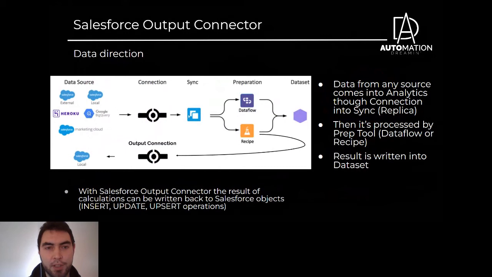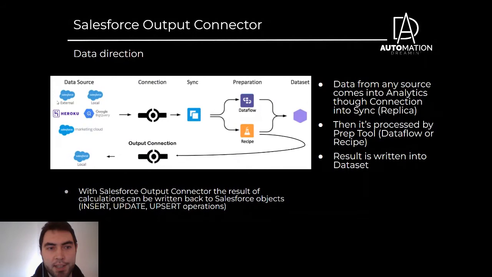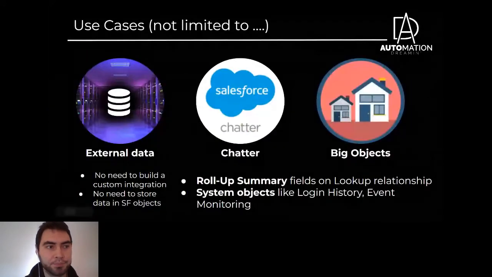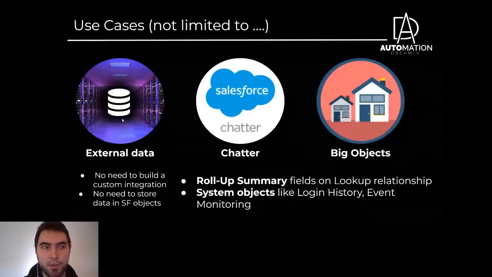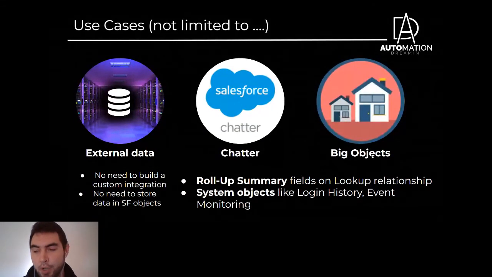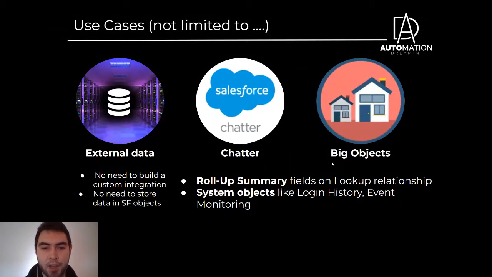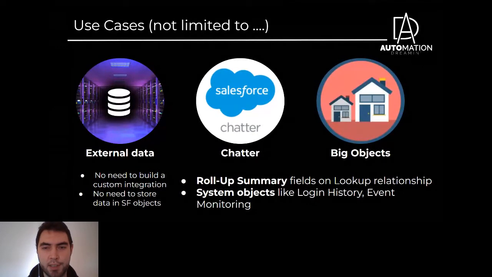Remember, we load data into sync. So our prep tools don't run against Salesforce objects directly, for the sake of performance. They run on sync. A few other cases from my personal experience are Chatter and big objects. For instance, if you're using big objects for the sake of archival, then analytics can easily access them. Also system objects like login history and other event monitoring data, where you can find a lot of interesting information, which analytics can also get for you.